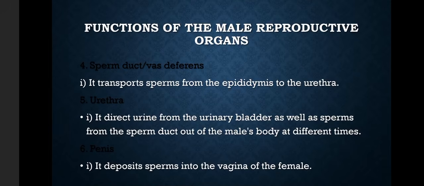The part number five of the male reproductive system is a part that you are calling urethra, and the function of the urethra is to direct urine from the urinary bladder as well as sperms from the sperm duct out of the male body. And normally these two, they don't come out at the same time. All of them will be coming out of the body at different times. Part number six of the male reproductive system is a part that you are calling penis, and the function of the penis is to deposit sperms into the female reproductive part that we are calling the vagina.